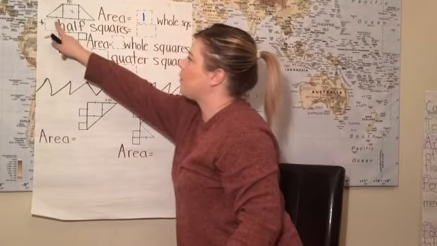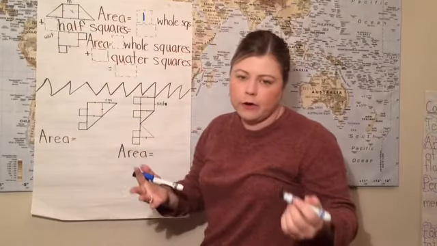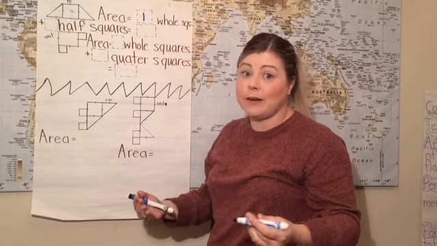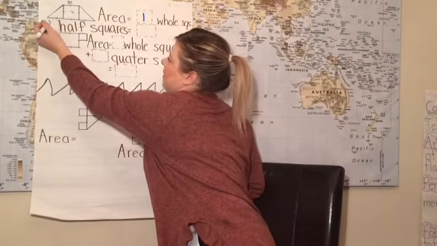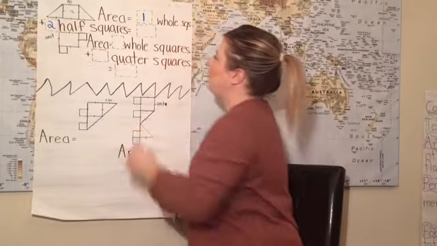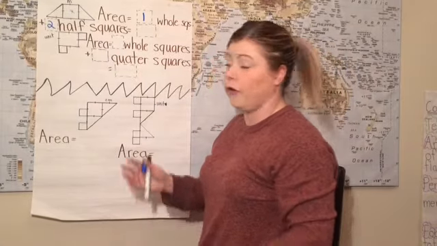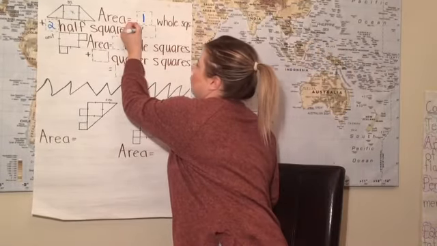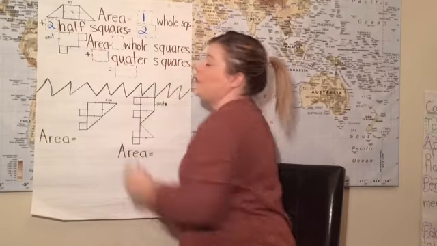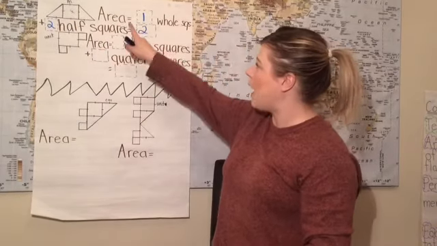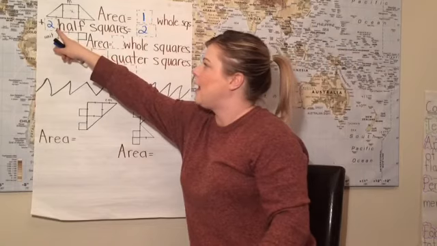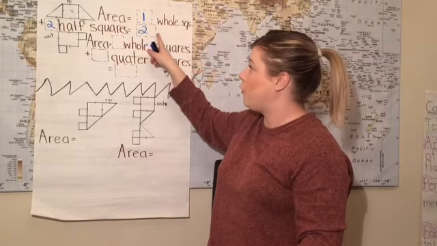and I see 1, 2 half squares, which are triangles, but half a square is either a triangle or a rectangle, and I see 2 of them. So 2 halves and 1 whole is going to equal how many? It's going to equal 2 in total, because these 2 halves make 1 whole square. So I know that I have 1 whole square and 2 half squares, which equals 2 full squares.